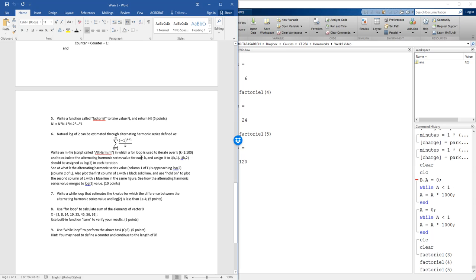Then L(k,2), so basically row k column 2, should be assigned as log of 2 in each iteration. Log of 2 remains constant, so basically the second column is always log of 2, has a certain value and wouldn't change. See at what k, so what value of k, the alternating harmonic series value, the first column, is approaching log of 2, which is the second column. Plot the first column of L with a black solid line and use hold on to plot the second column of L with a blue line in the same figure.